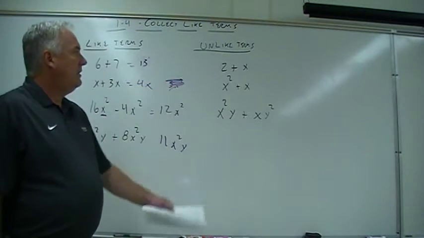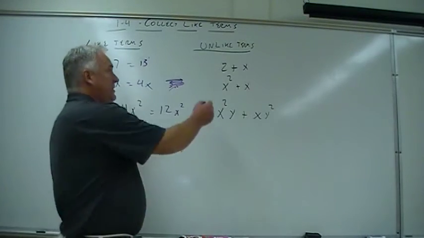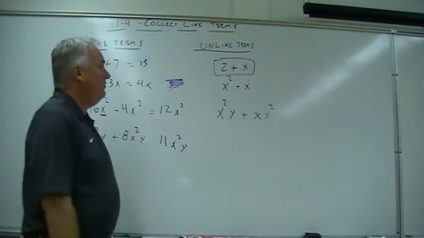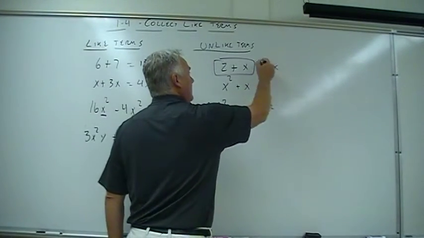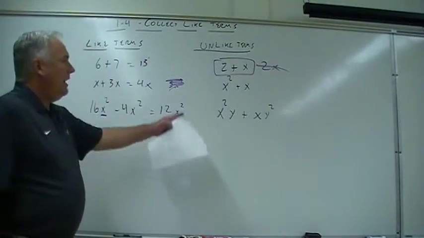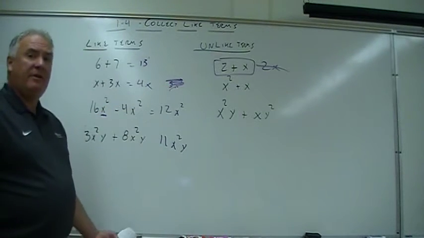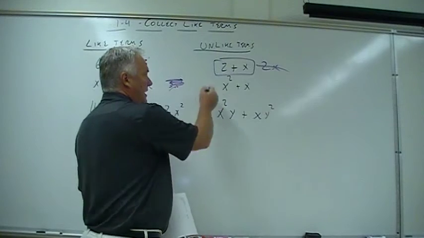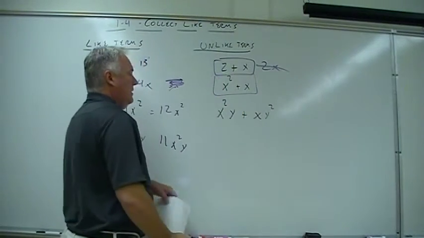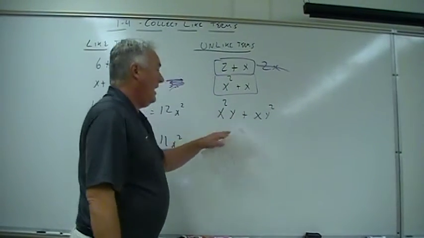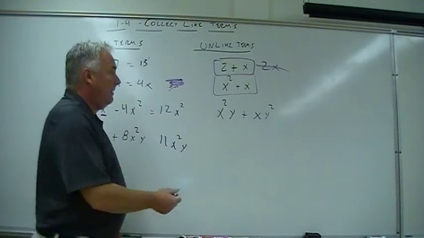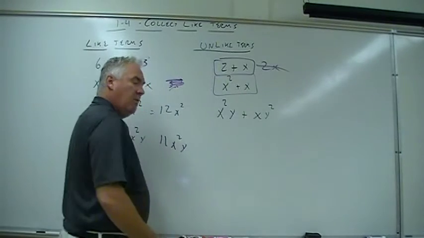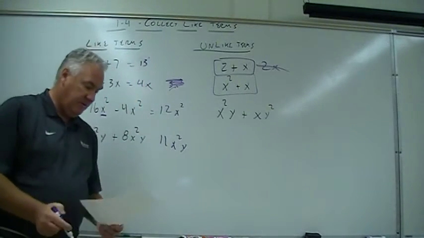Unlike terms, you can't combine 2 plus x. This is as simple as it gets right there. You can't make that 2x. It is not 2x. X squared plus x, they're different terms. They're unlike terms. You cannot combine them. They stay as is. Even though this has an xy and they look kind of similar, the squared here is with the x, the squared here is with the y, so they're unlike terms.